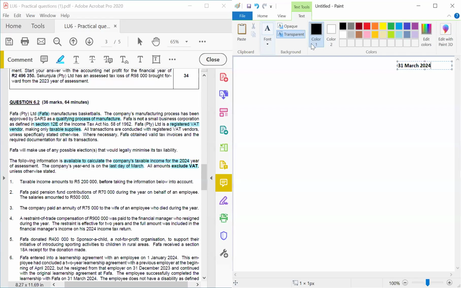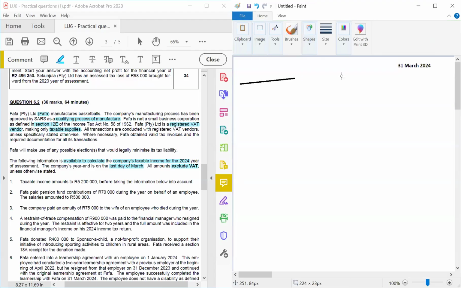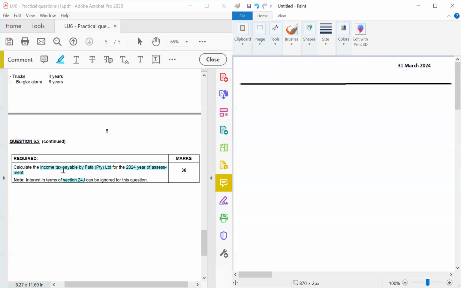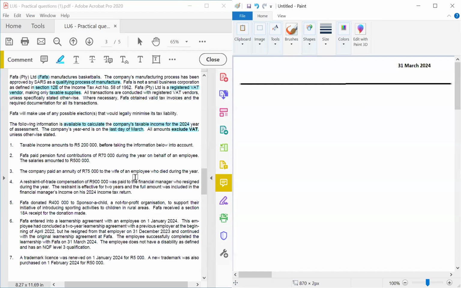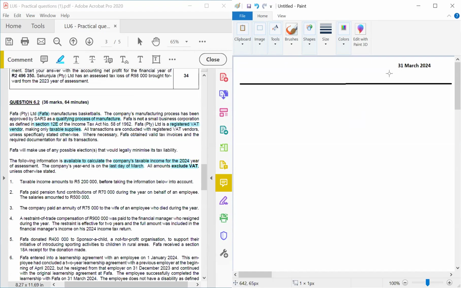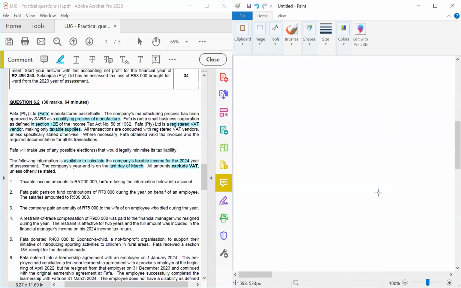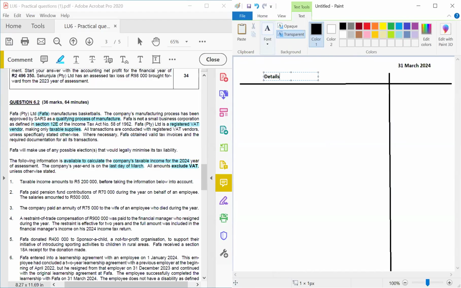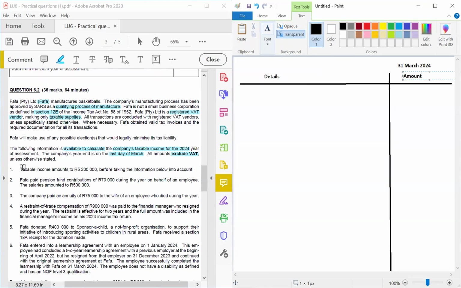Now, let's do this. We are told to prepare the income tax payable. So obviously, when you prepare an income tax payable, you need to do a table, or this skeleton where you would be computing your answers, right? So I would have details and I would have amount here. We are going to apply this on a point by point basis.